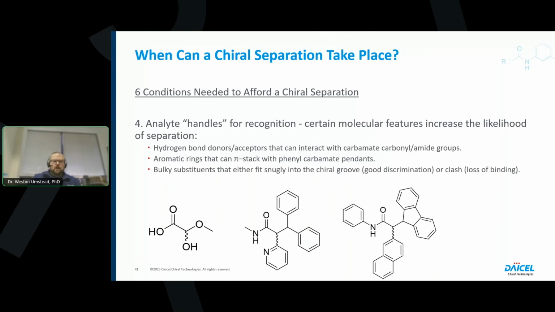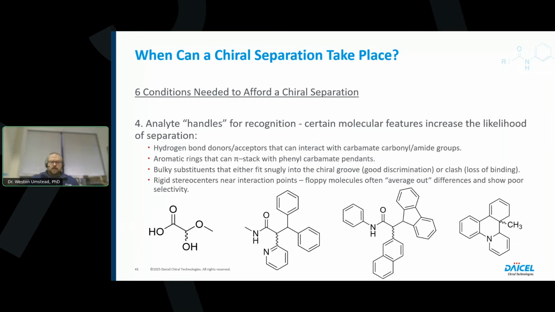Bulky substituents, when they are located near a chiral center, can in some cases fit nice and snug into those chiral grooves, meaning we'll see really nice recognition and really good separation. Or if they're too big, we start to see a clash and a loss of binding. So bulky substituents can be helpful or hurtful depending on the overall shape and size of that chiral selector.